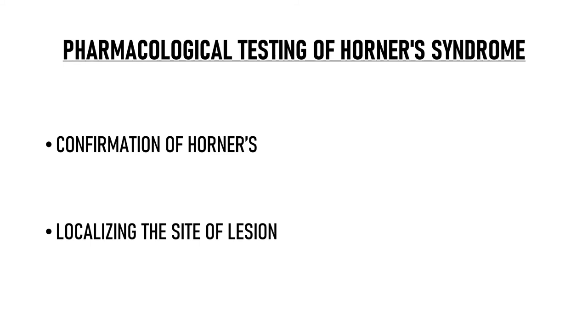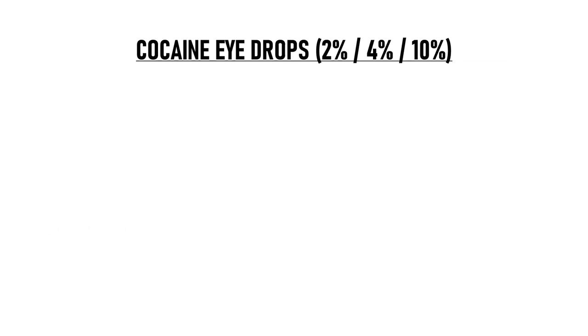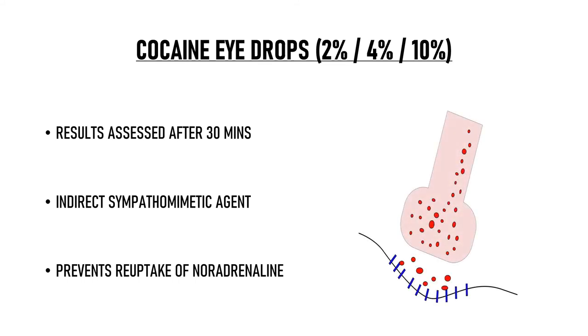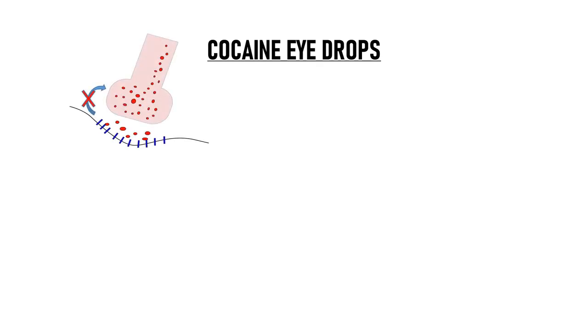Confirmation of Horner's is done with the help of cocaine eye drops. Cocaine eye drops are put in both the eyes of the patient and the patient is reassessed after 30 minutes. Cocaine is an indirect sympathomimetic agent, which means that it does not act on the postsynaptic receptors directly. Instead, it stimulates the receptors by preventing the reuptake of noradrenaline that is released at the myoneural junction. Thus, by preventing its reuptake, it allows more noradrenaline to be available at the site of action. This stimulates the receptors and pupillary dilation takes place.